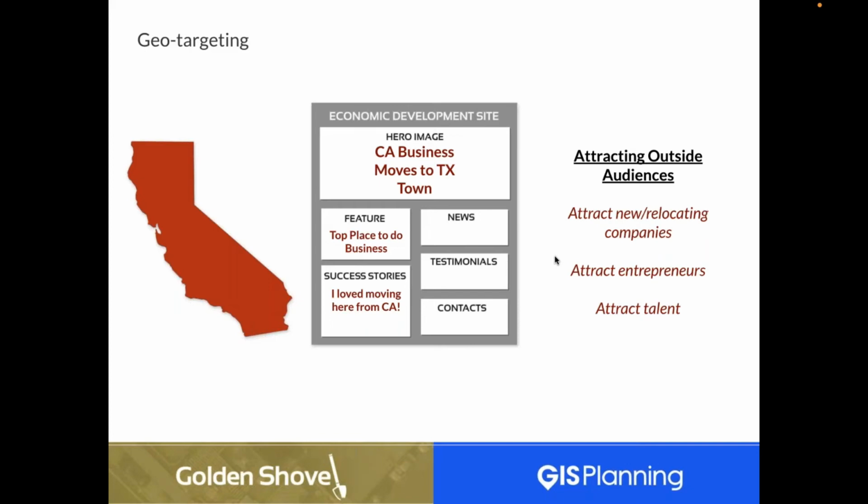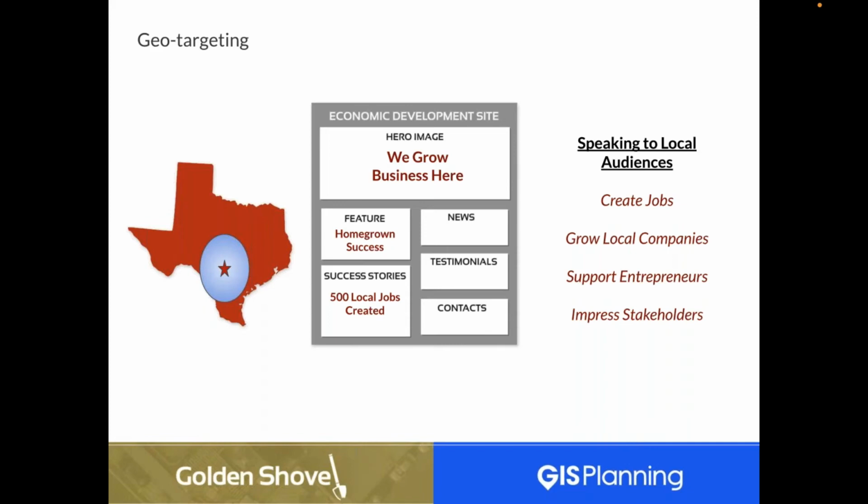Now it takes a little work because you have to prepare the content based on what you're looking for. If somebody's coming from international, you might as well have all business attraction and foreign direct investment content focused on them. But if you know that someone's coming from inside your town or a 50-mile radius, wouldn't you prefer to speak to your local businesses and local audiences? We grow business here, homegrown success, 500 local jobs created, things that they're going to want to see. And so everybody gets a better first impression based on their location.